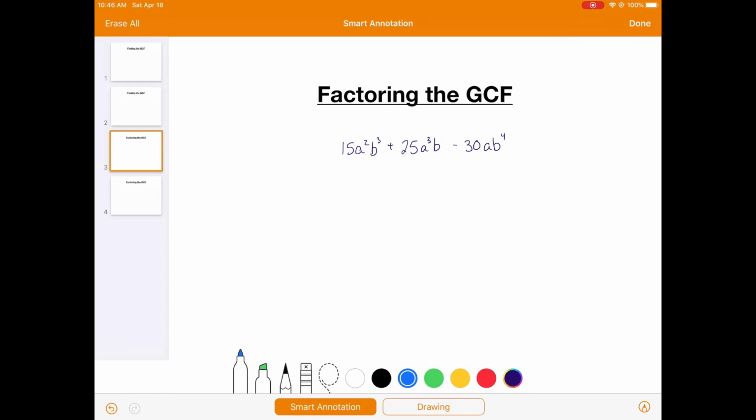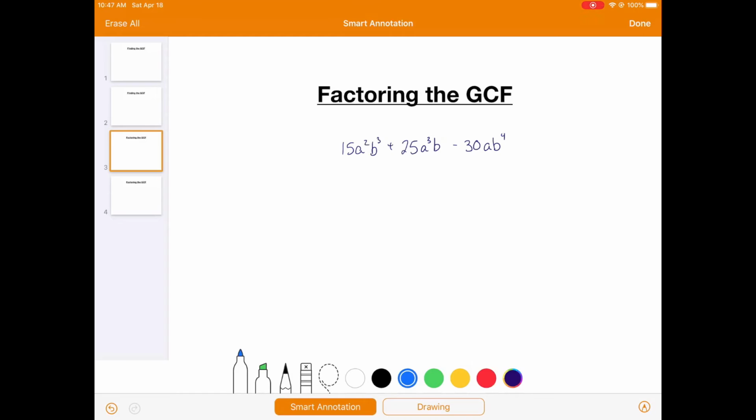Once we are comfortable finding our greatest common factor, we can work on factoring it out and writing it as a new factored form of the exact same thing, so just simplifying it. So if we take a look at the next problem, we now have 3 numbers that we have to find the greatest common factor of. So we have 15, 25, and 30.